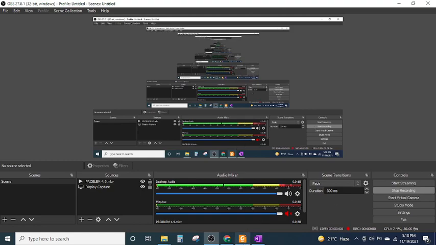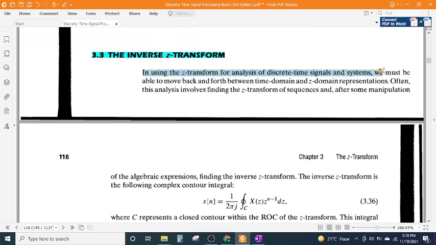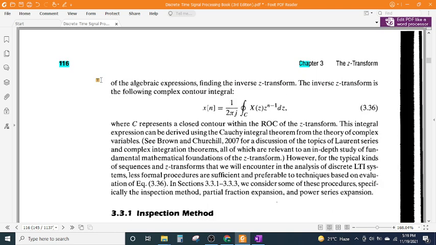3.3 The inverse Z-transform. In using the Z-transform for analysis of discrete-time signals and systems, we must be able to move back and forth between time domain and Z-domain representations. Often, this analysis involves finding the Z-transform of sequences and, after some manipulation of the algebraic expressions, finding the inverse Z-transform.